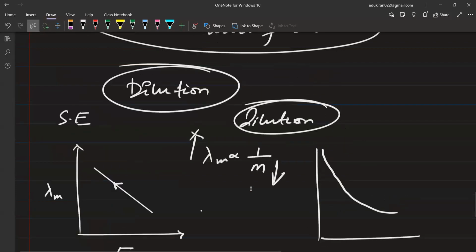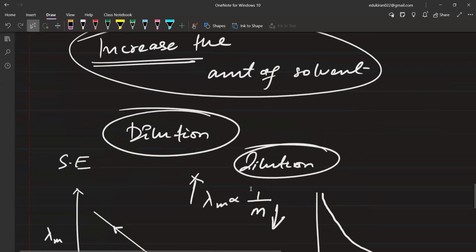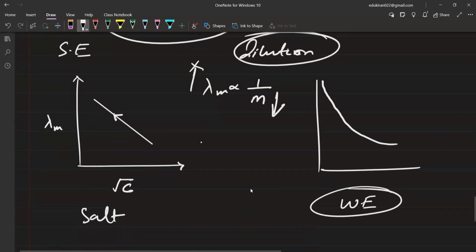You understood this? Yes or no? Yes, sir. So that is why you have different graphs. The salt that we saw, dilution of strong electrolyte does not show a large change. But when you dilute a solution containing a weak electrolyte, obviously there will be a huge change, because the weak electrolyte is not dissociated initially, but as you add more and more water or solvent, more and more solute particles will start dissociating.